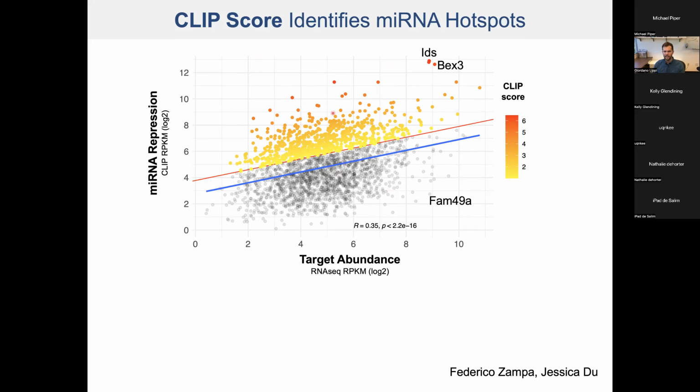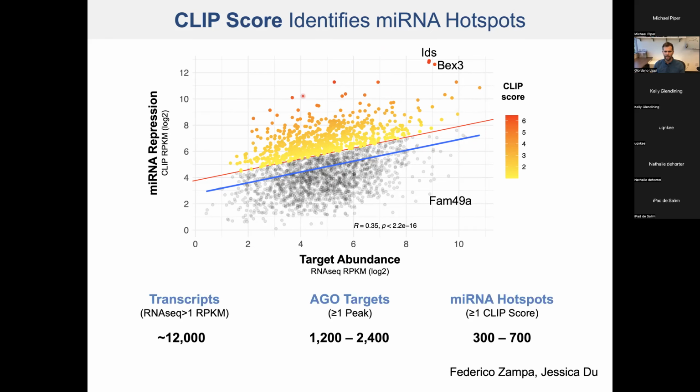And so based on these colors, we can really select a subset of these hotspots that are very, very heavily repressed by microRNAs. And these numbers are just to give you an idea of what kind of numbers we're talking about.